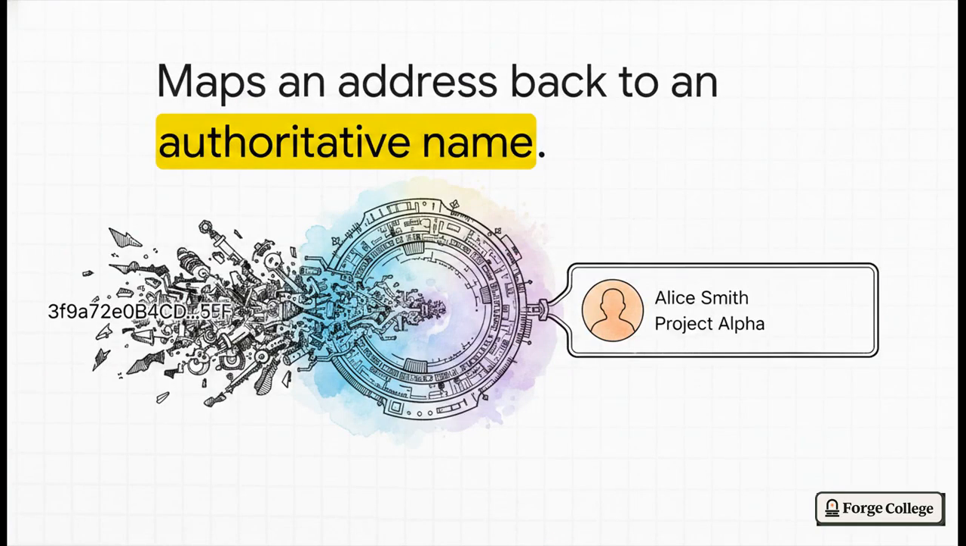The final slot in our blueprint is reverse resolution. This is the inverse operation, taking an address and mapping it back to an authoritative canonical name under the addr.reverse node. Honestly, this is the visual anchor for wallets and user profiles.